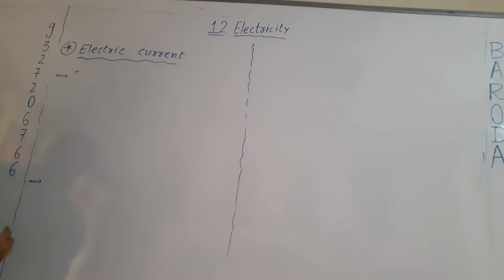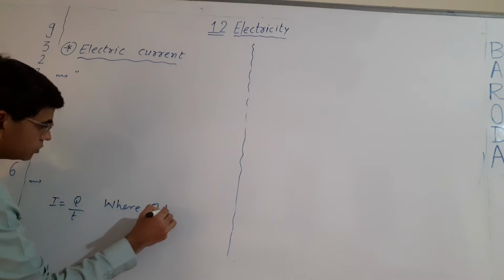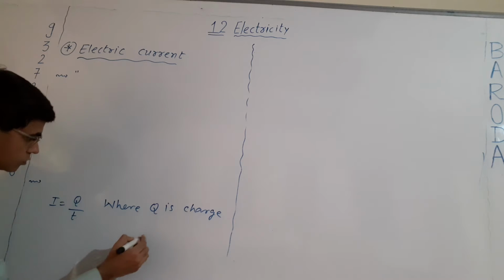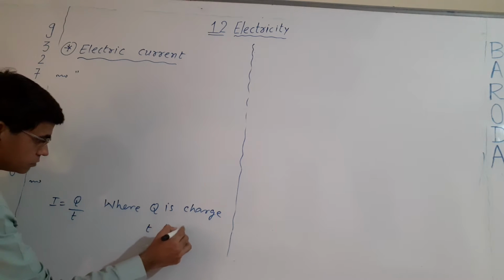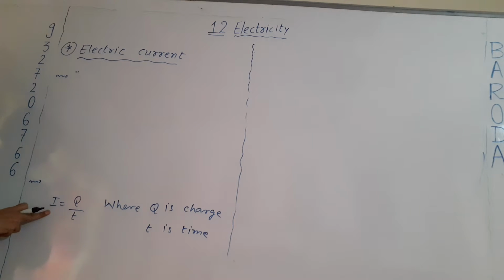Formula of electric current. I is equal to Q by T, where Q is electric charge and T is time. How can we write the definition of electric current by this formula? I equals Q by T.